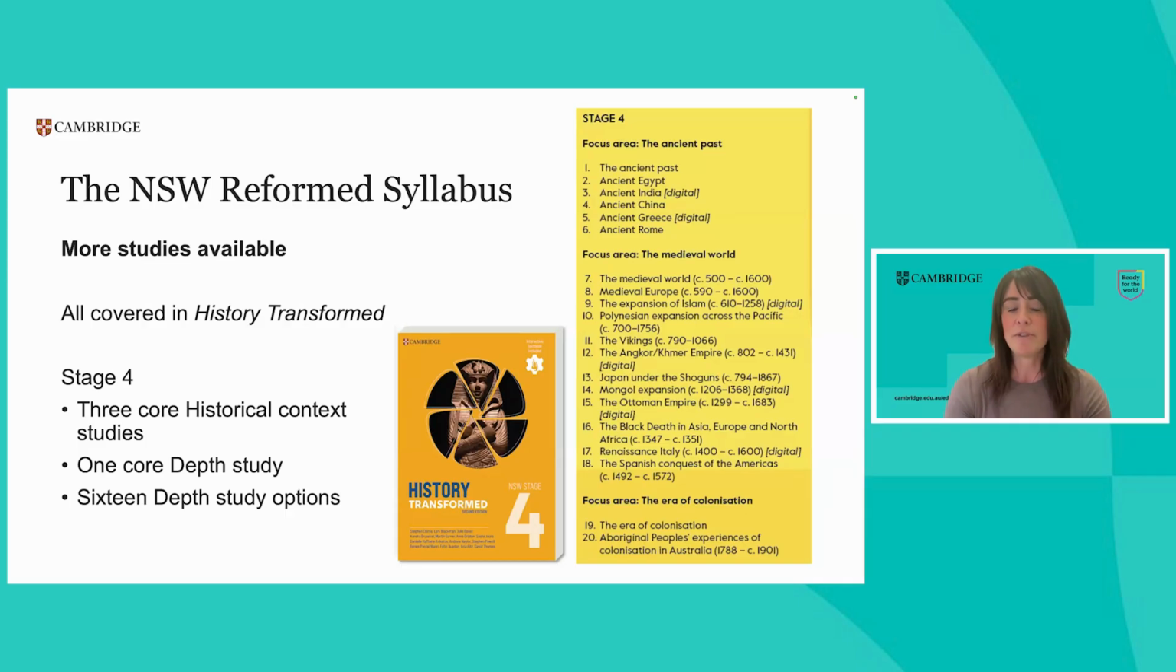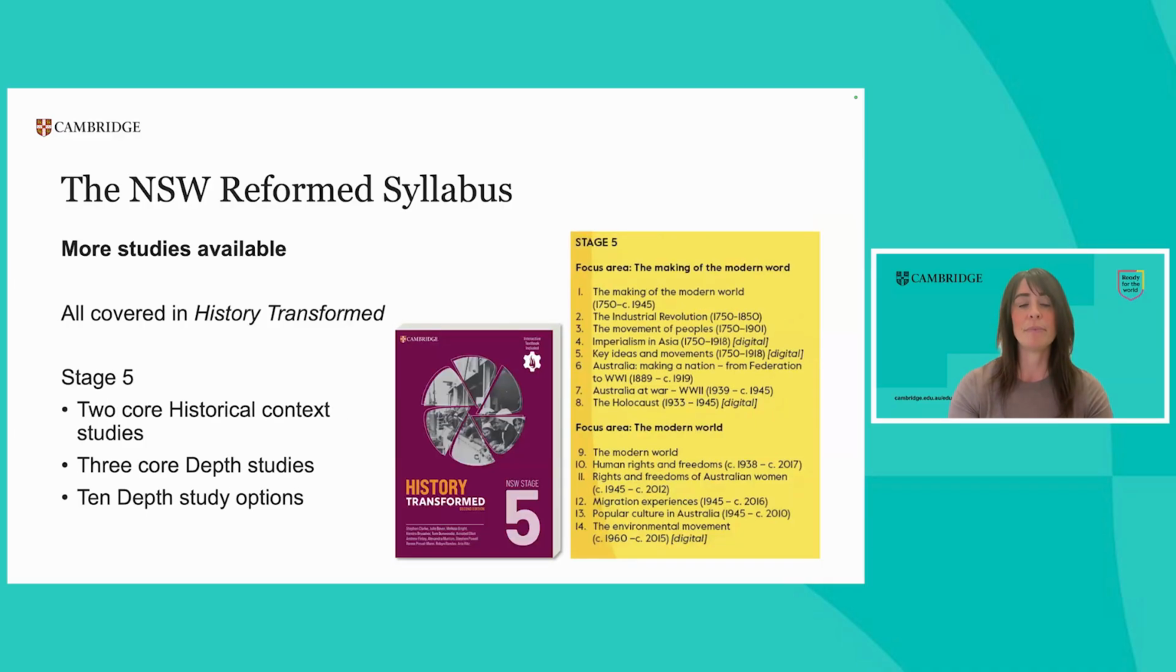So if we take a look first at stage 4, we can see that there are 3 core historical context studies, there's 1 core depth study, and all 16 depth study options. This is also mirrored in the stage 5 text. So 2 core historical context studies, 3 core depth studies, and the 10 depth study options, all available for your staff.